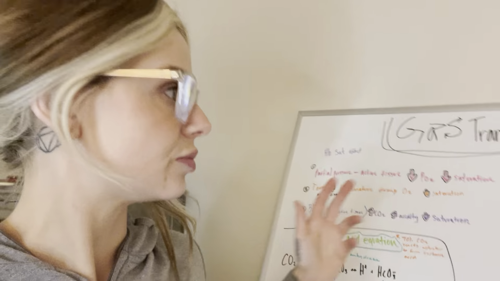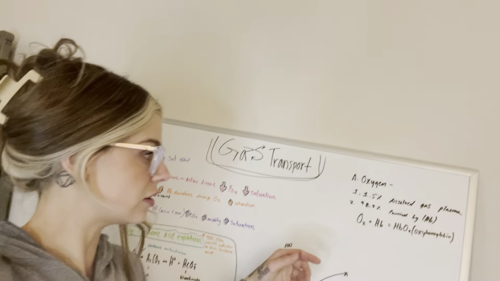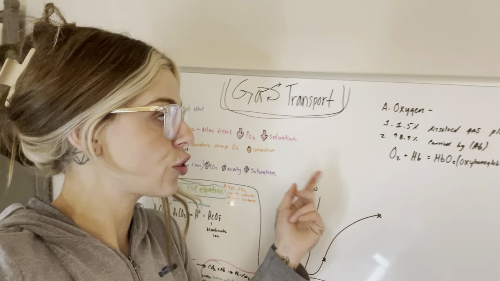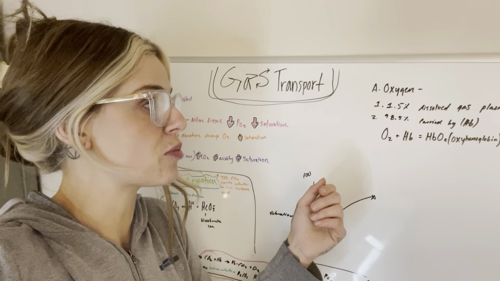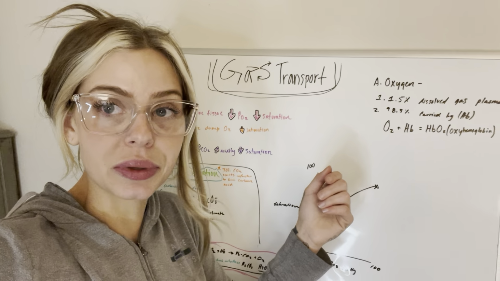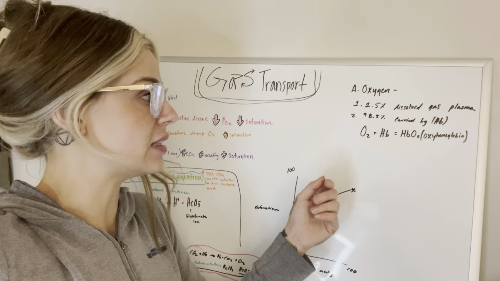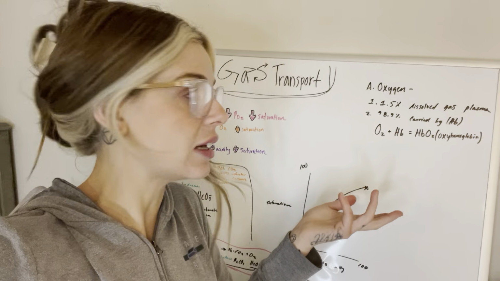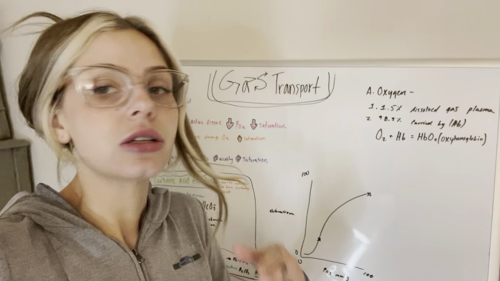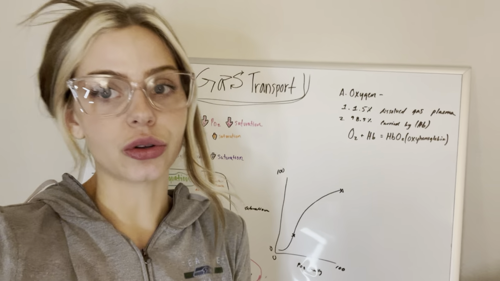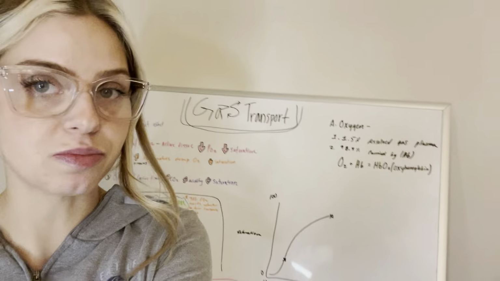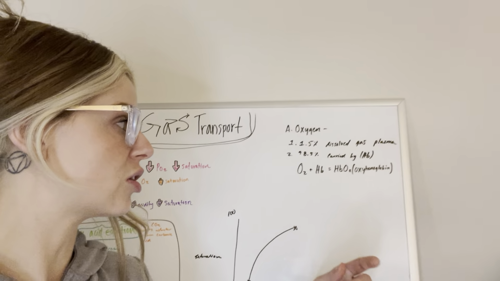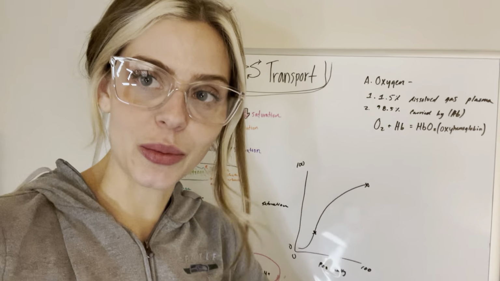Where to start? All right, we're going to start off with oxygen. So oxygen is transported through the body at 1.5% as a dissolved gas in the plasma, and 98.5% is carried by hemoglobin in the blood. So for every hemoglobin molecule, you're going to have 4 oxygen molecules bound to the hemoglobin. Okay? And that's what we call oxyhemoglobin.